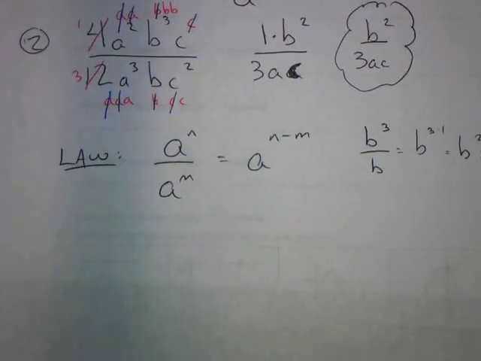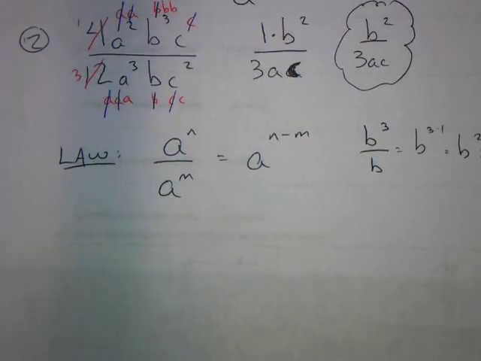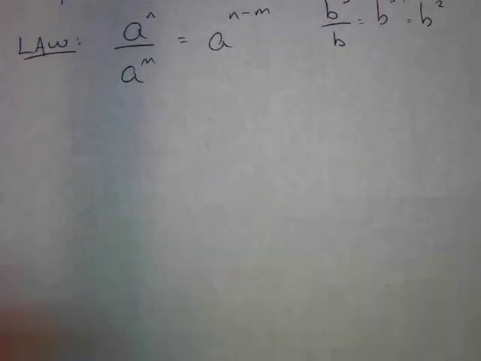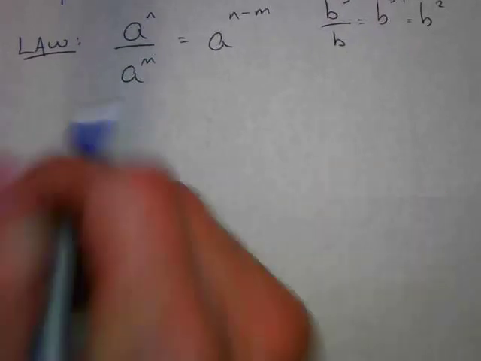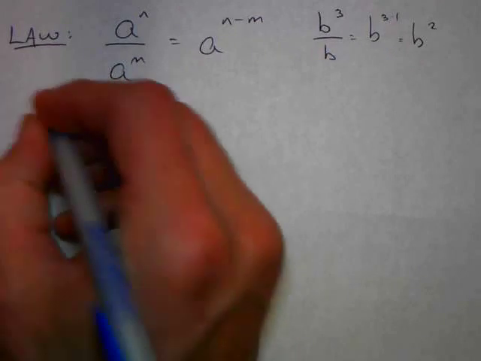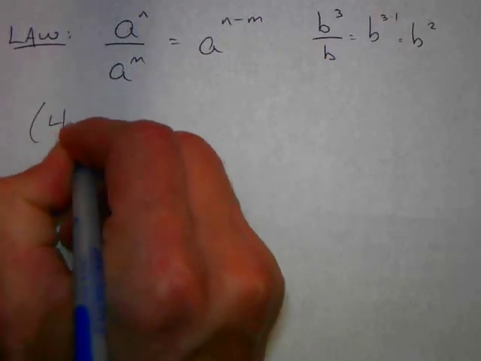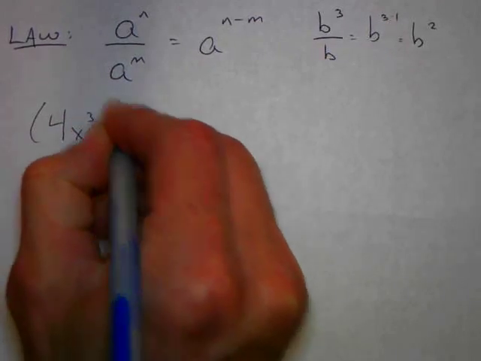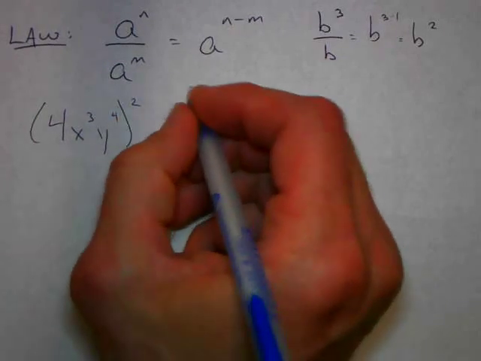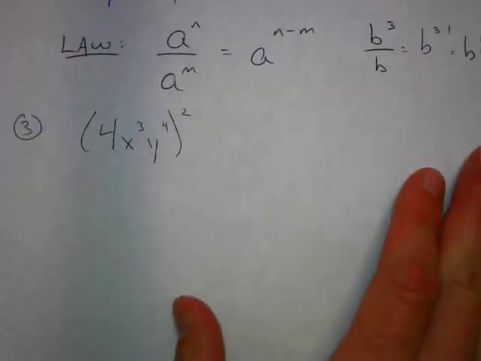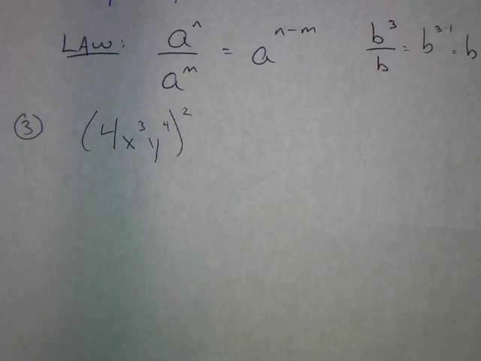What about number 3? If you have to write this one out, well, good luck, because you can totally do that too. So number 3, we've got this craziness going on. We have 4x to the third power, y to the fourth power, and all that's to the second power. Remember, when in doubt, write it out. But I'm not going to do that. What I'm going to do is apply a law. There are actually 2 laws being applied here.